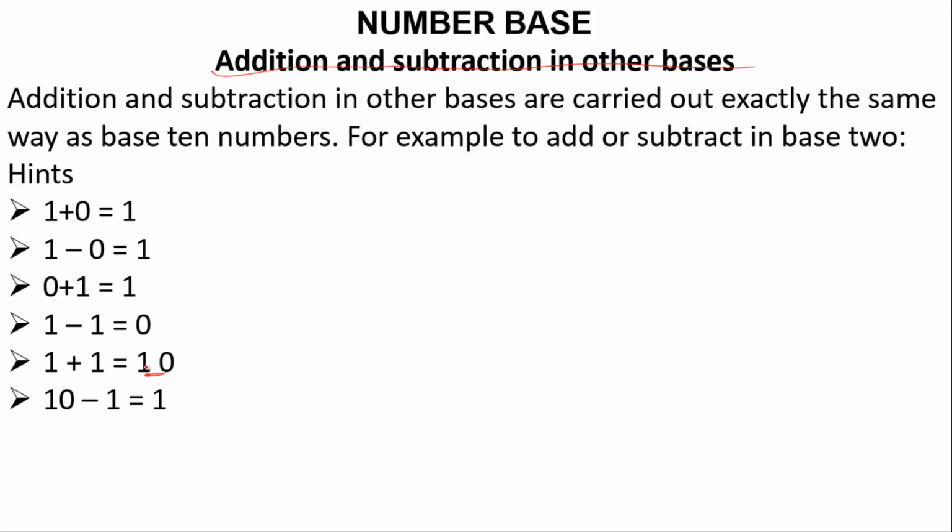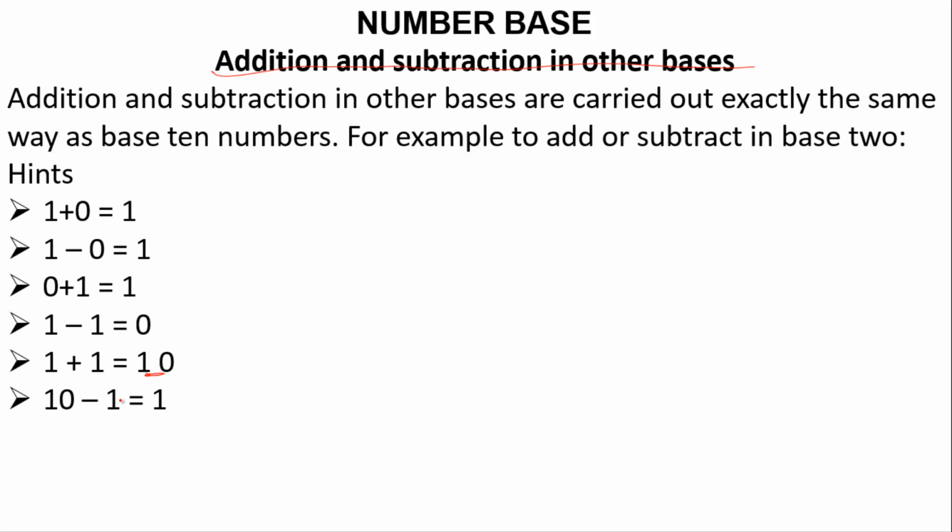Basically, the way I look at it, if in 10 you have a 2-digit number, and you are removing 1 out of the number, automatically you will be left with 1. Another thing is, in base 2 you have 0 and 1 as the digits. Therefore, these are the tricks. Just know that when you are adding 1 plus 1 in base 2 will give you what?